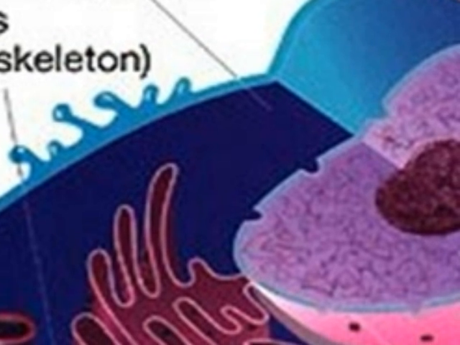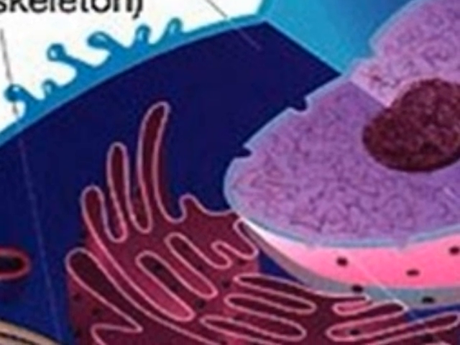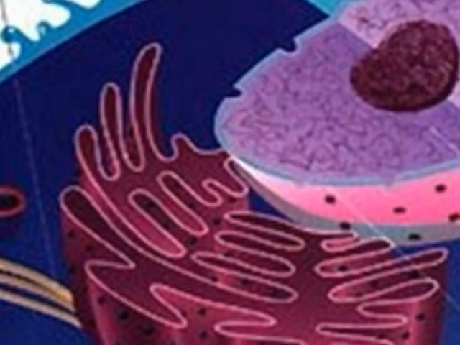Now on to the ribosomes. They are the dots that cover the rough ER. They are the site of photosynthesis.